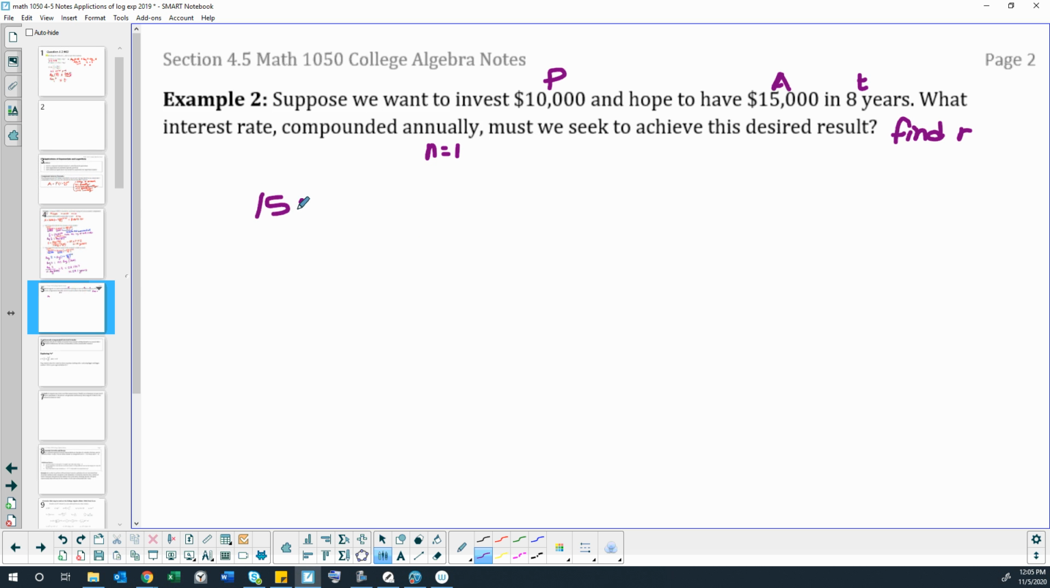So we have our amount that we're trying to get is 15,000. And we have our principal that we're investing is 10,000. And we are compounding annually. So that's a 1. And then that's going to be in 8 years. So 1 times 8. See how nice it is when it's annual? That 1 is just nice. So this will not be terribly ugly.